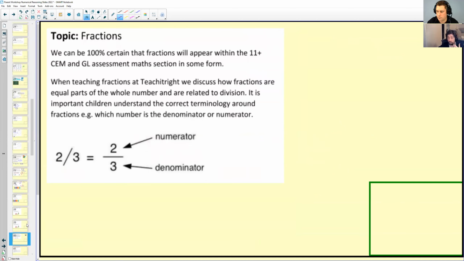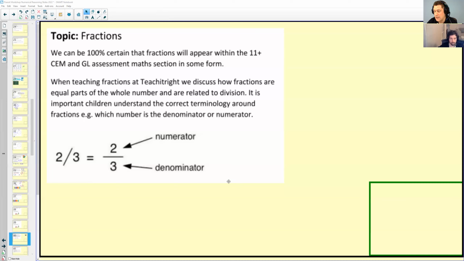I think it's interesting now we're going into fractions, but you've already heard us talk about fractions in connection with percentages. I think one of the key things that we always emphasize at Teach It Right is that topic areas are very much interlinked with each other. A child who is generally good at percentages is generally quite good at fractions, and actually not seeing them in isolation, because maths is all about making those connections.